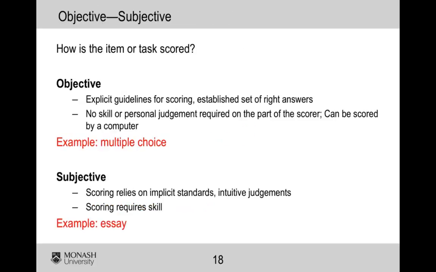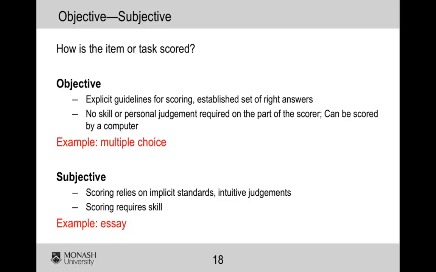The last distinction when creating tests is another continuum, from objective to more subjective, which is about how the item or task is scored. When you're thinking of objective, there are explicit guidelines for scoring, an established set of right answers. So there's one right answer. There's not much skill or personal judgment required on the part of the scorer, so it can be scored by a computer. That's, for example, multiple choice. There's one correct answer, and it's not too difficult to score.